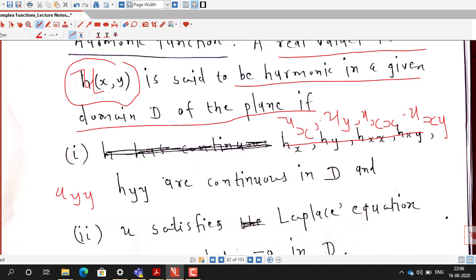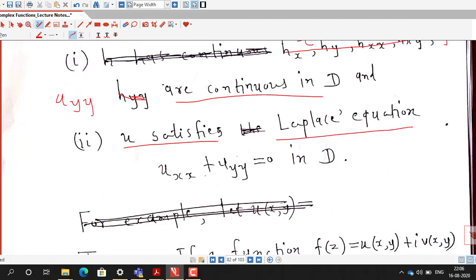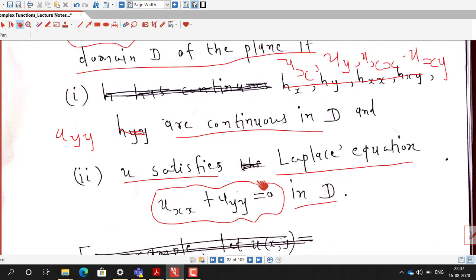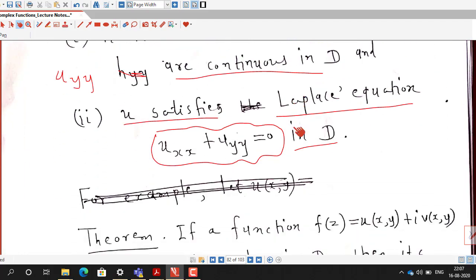The first condition is that the partial derivatives of u of first and second order are continuous at every point in the domain D, that is, del u by del x, del u by del y, del square u by del x square, del square u by del x del y, and del square u by del y square are continuous at every point in D. The second condition is that u satisfies the Laplace equation, u_xx plus u_yy equal to 0 in D. This means del square u by del x square plus del square u by del y square equals 0 in the domain D. So the real valued function u which satisfies these two conditions is known as a harmonic function.